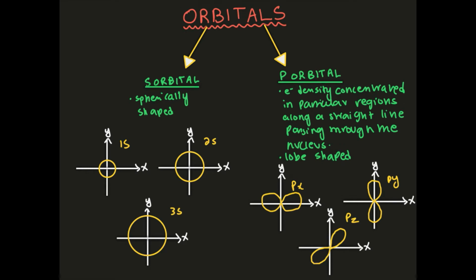So now we're going to be talking about orbitals in a little bit more detail. So you have two main types of orbitals. There's going to be an s orbital and a p orbital. And now we're going to be discussing their structure and a little bit of their properties.